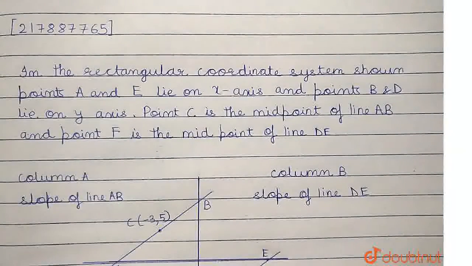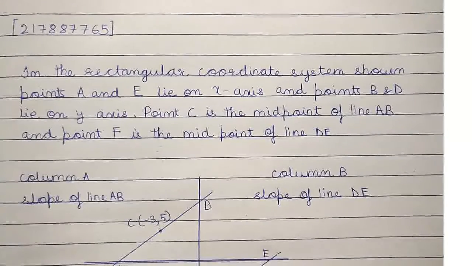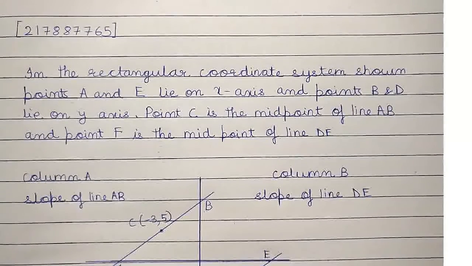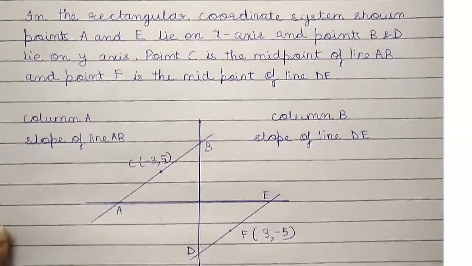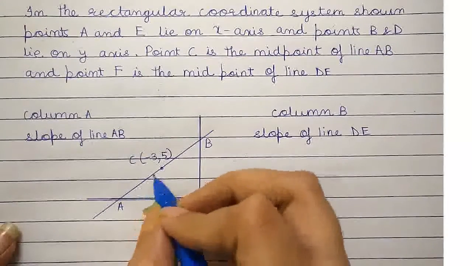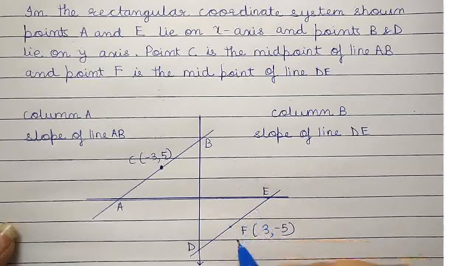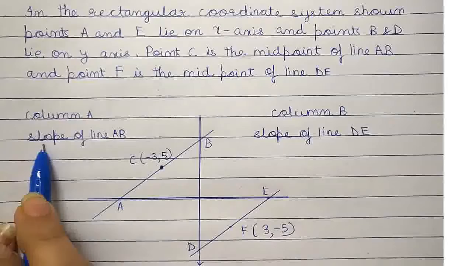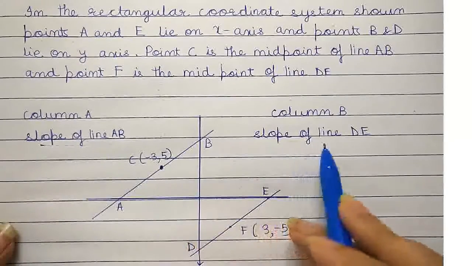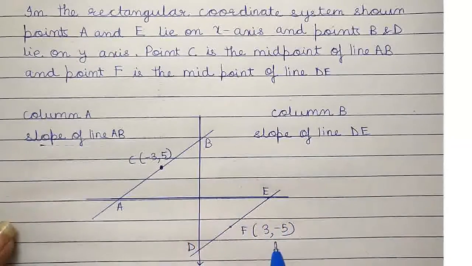In the rectangular coordinate system shown below, points A and E lie on the x-axis and points B and D lie on the y-axis. Point C is the midpoint of AB and point F is the midpoint of DE. So we have to compare the slope of line AB and the slope of line DE to find which one of them is greater.